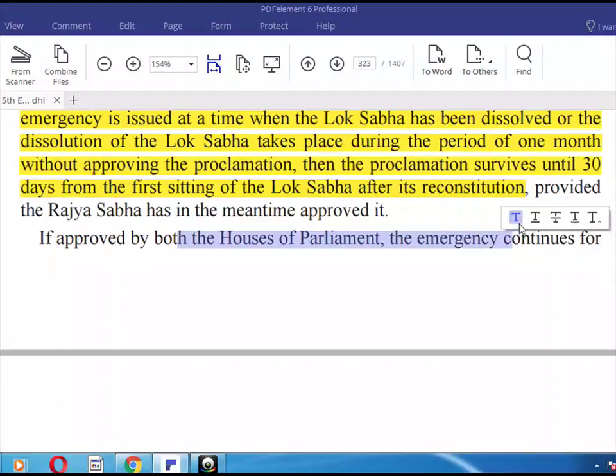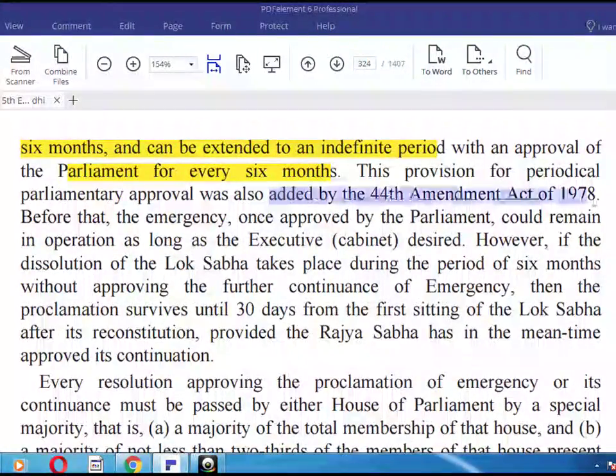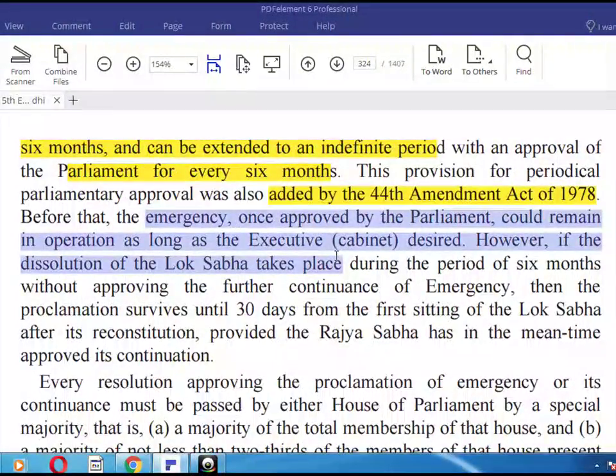The emergency continues for 6 months and can be extended for an indefinite period with the approval of Parliament every 6 months. This provision for periodical parliamentary approval was also added by the 44th Amendment Act 1978. Before that, the emergency, once approved by Parliament, could remain in operation as long as the executive desired.